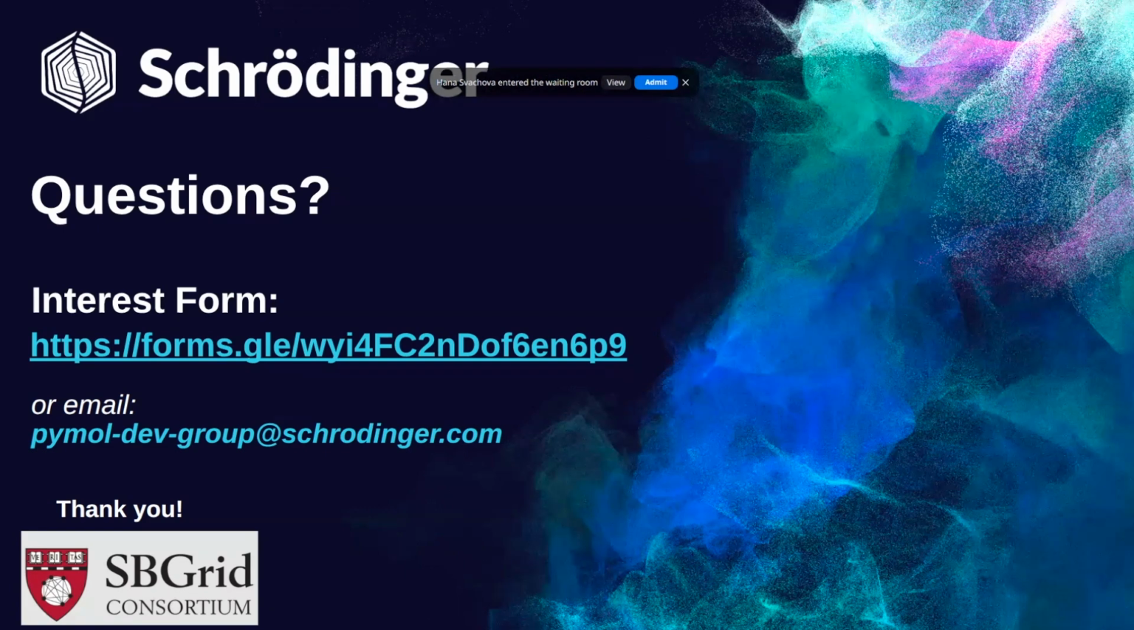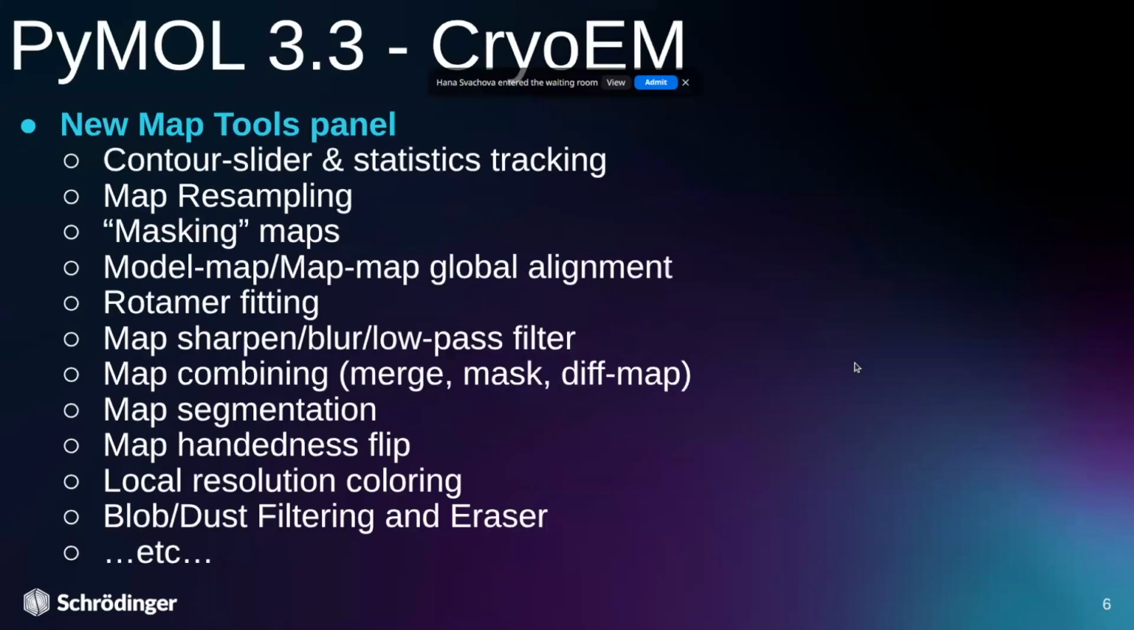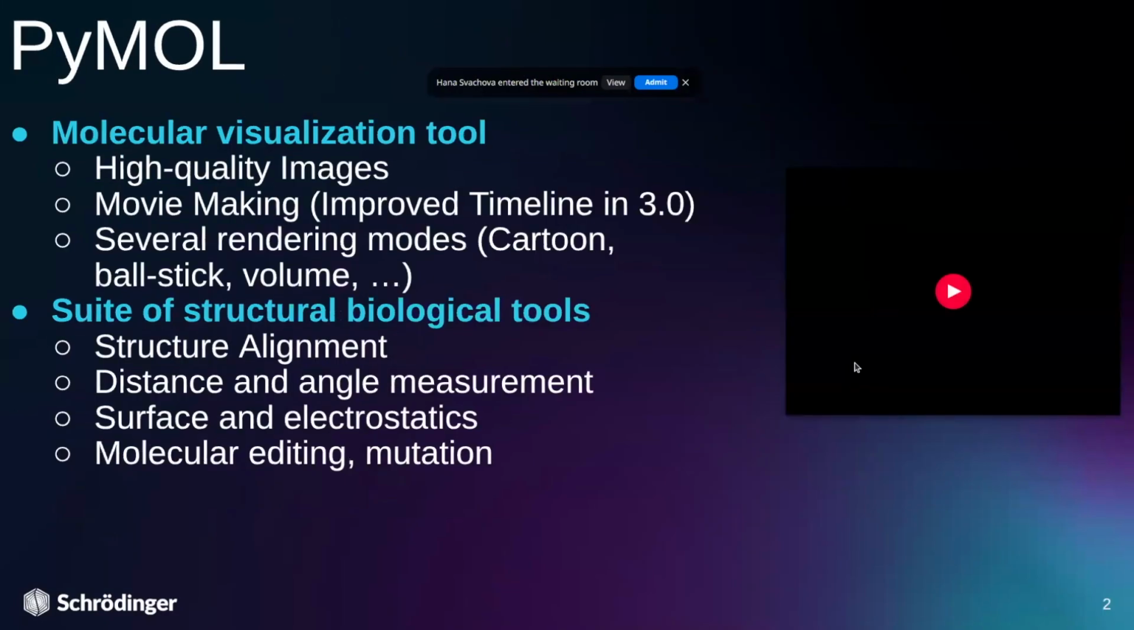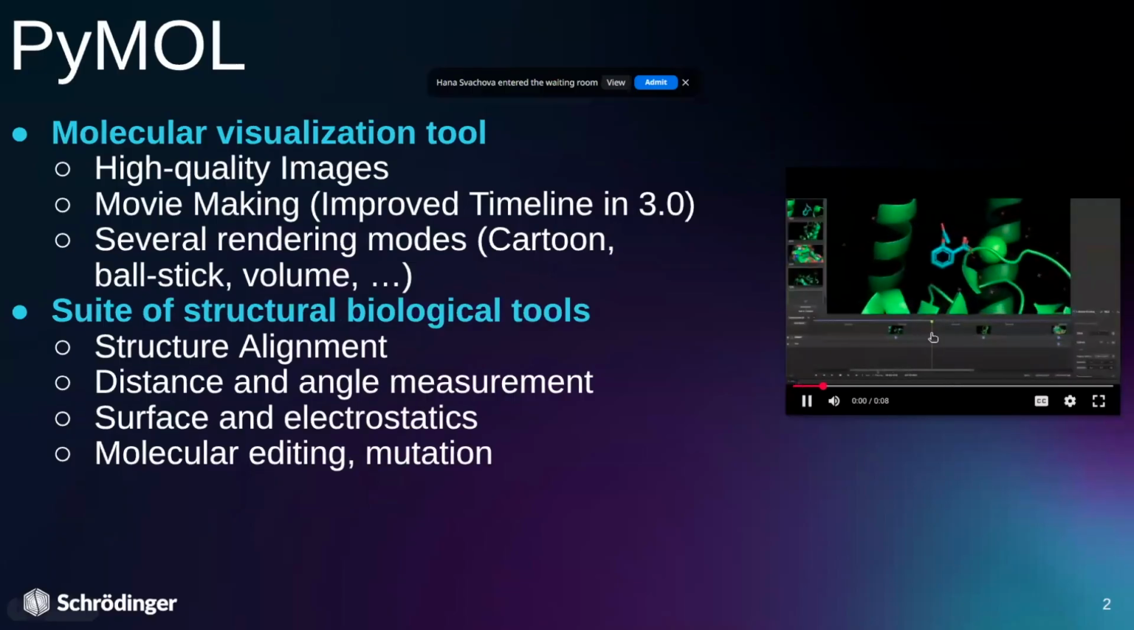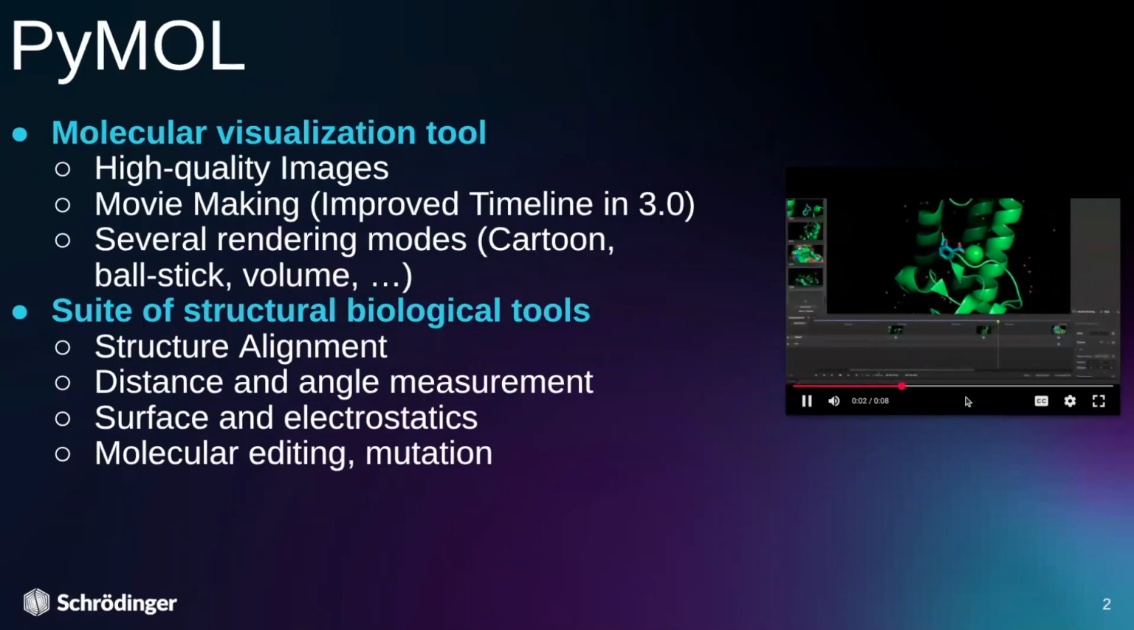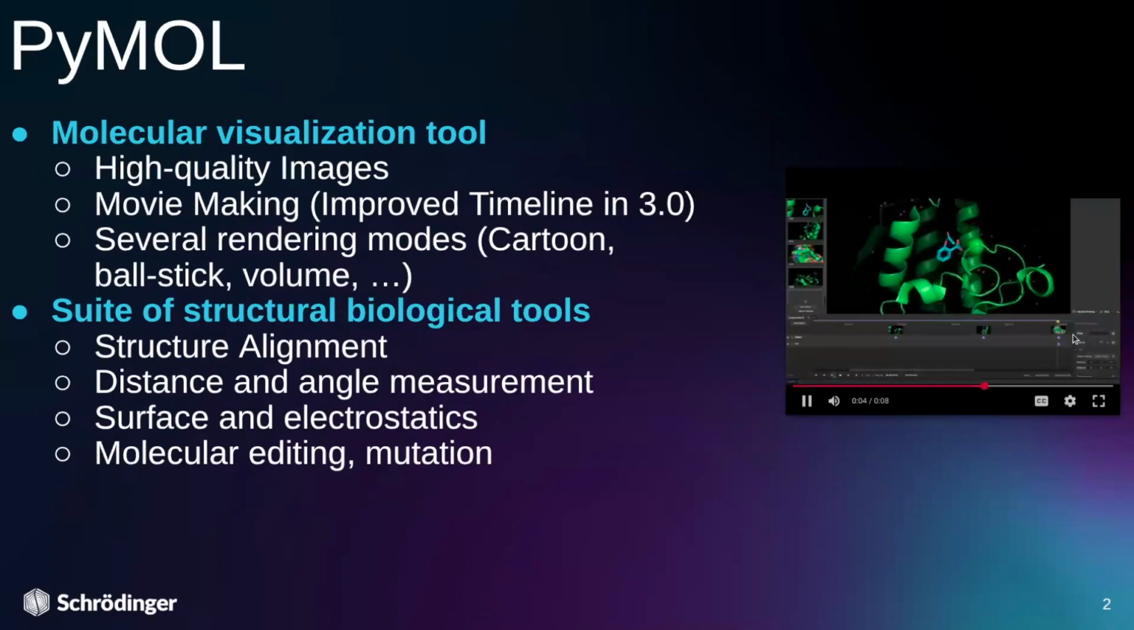So we've got a question from Maya. Could you talk a little bit about the movie generation in the new version? Yeah, so the movie generation was actually previously released in 3.0. If you wanted to use the new movie maker in 3.0, you can just go on pymol.org right now and start using it.